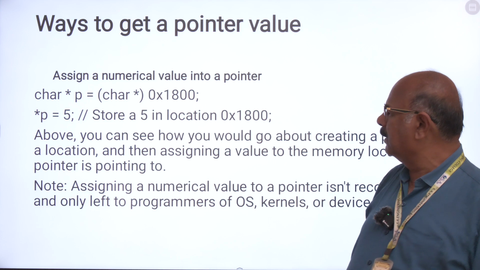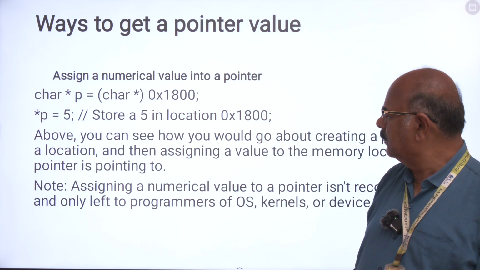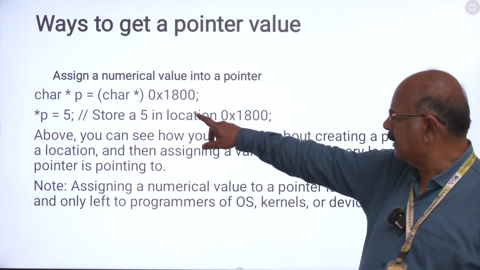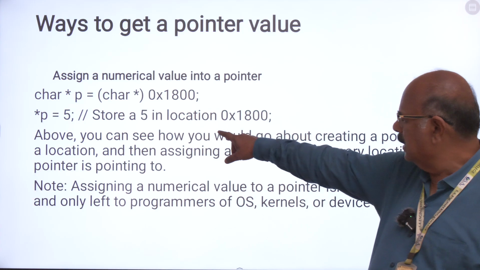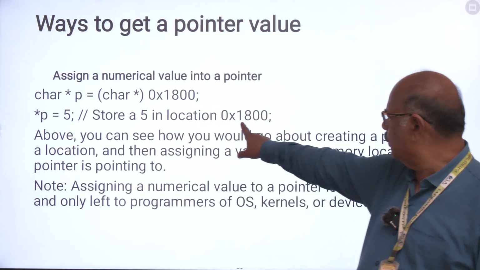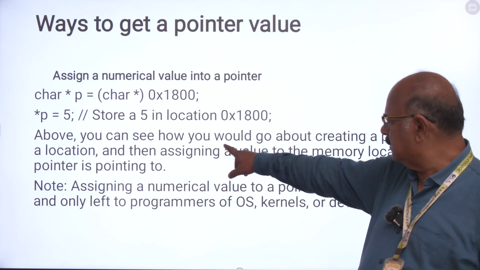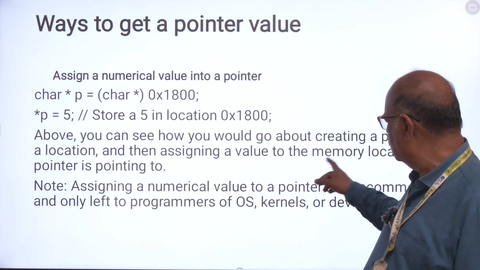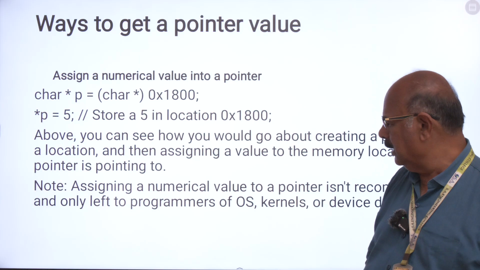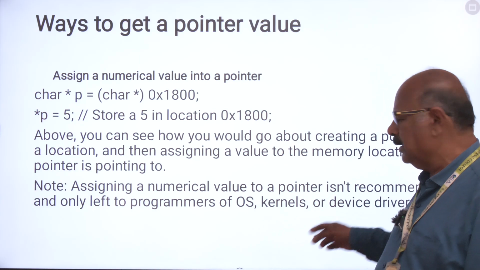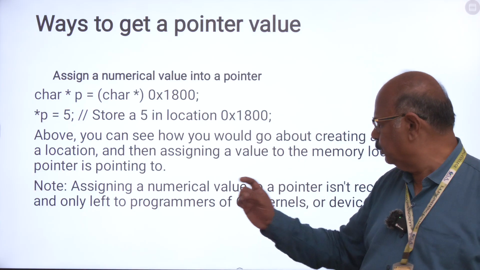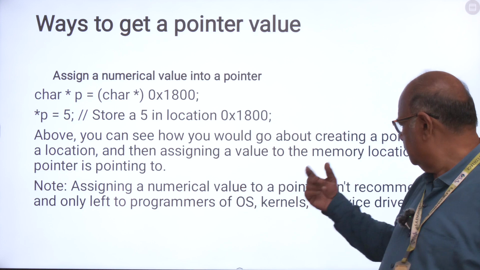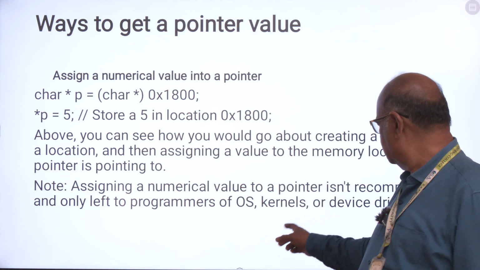What are the ways to get a pointer value? Assign a numerical value to a pointer. For example, suppose we store a 5 in a location at address 1800. You can see how you go about creating a pointer to a location and then assigning a value to the memory. Assigning a numerical value isn't recommended and is left only to programmers of operating system kernels or device drivers.